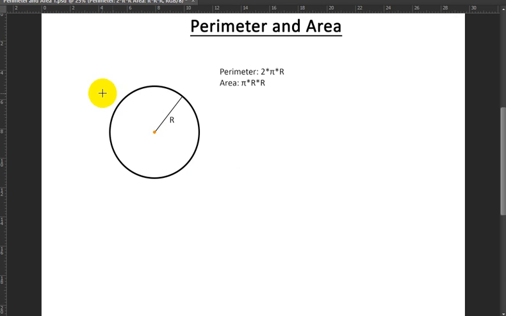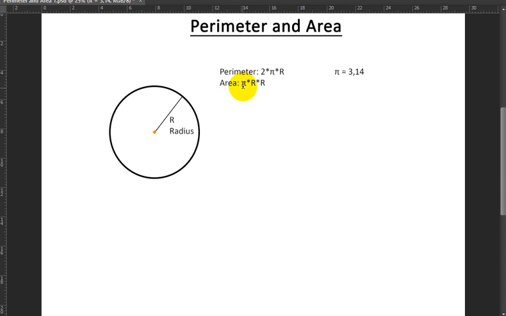This distance from the center to the circle, or the other way around, is known as the radius. And that's why it is symbolized with an R. So, to find the perimeter of a circle with a specific radius, I need to do the multiplication 2 times pi. Remember that pi is equal to 3.14. So I need to do 2 times 3.14 times the radius.